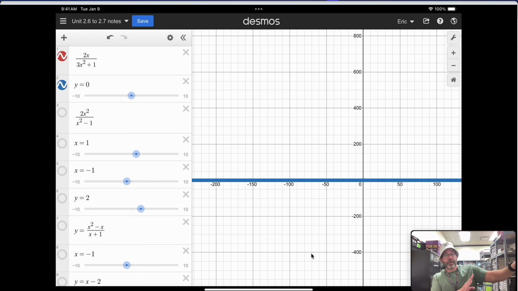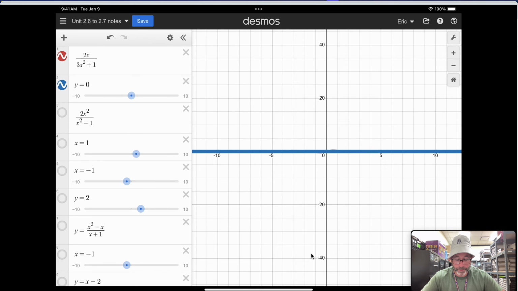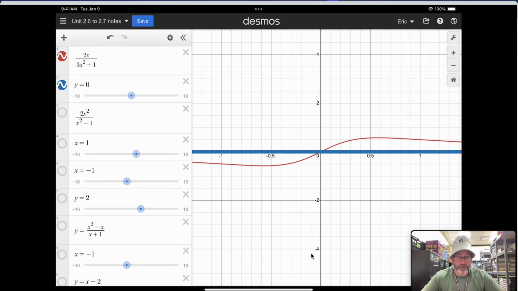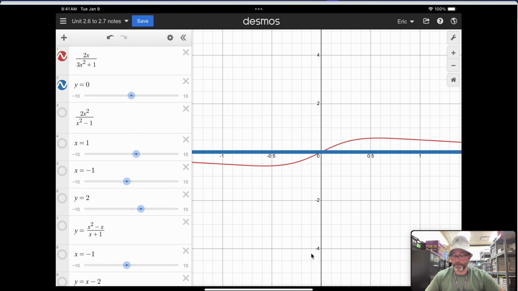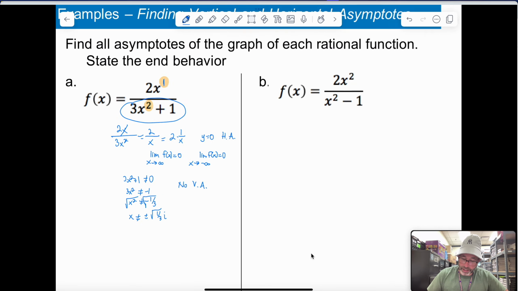As x gets really big, it approaches 0. As x gets really small in the negative direction, it approaches 0. Okay? And then there's my graph going along that asymptote. All right, let's go ahead to the next problem here.